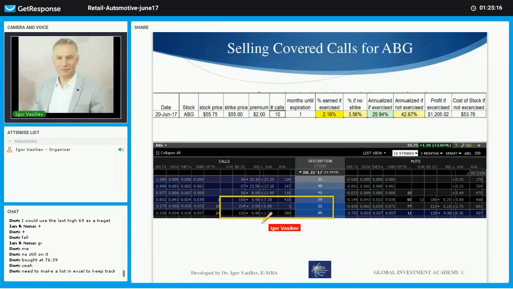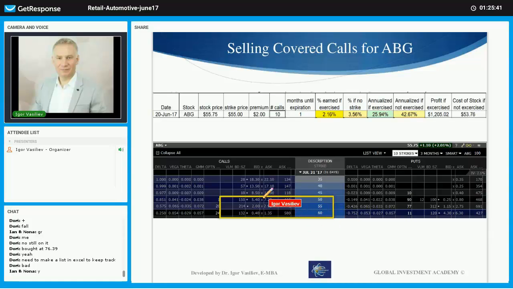So, okay, let's have a look at selling a covered call. So what is happening here? I look at this trade, the stock price right now is 55.75. And look at the strike prices. Do you think it's a good gap, like a good distance between strike prices, $5, or is it bad? Yeah, definitely bad, not good, right?